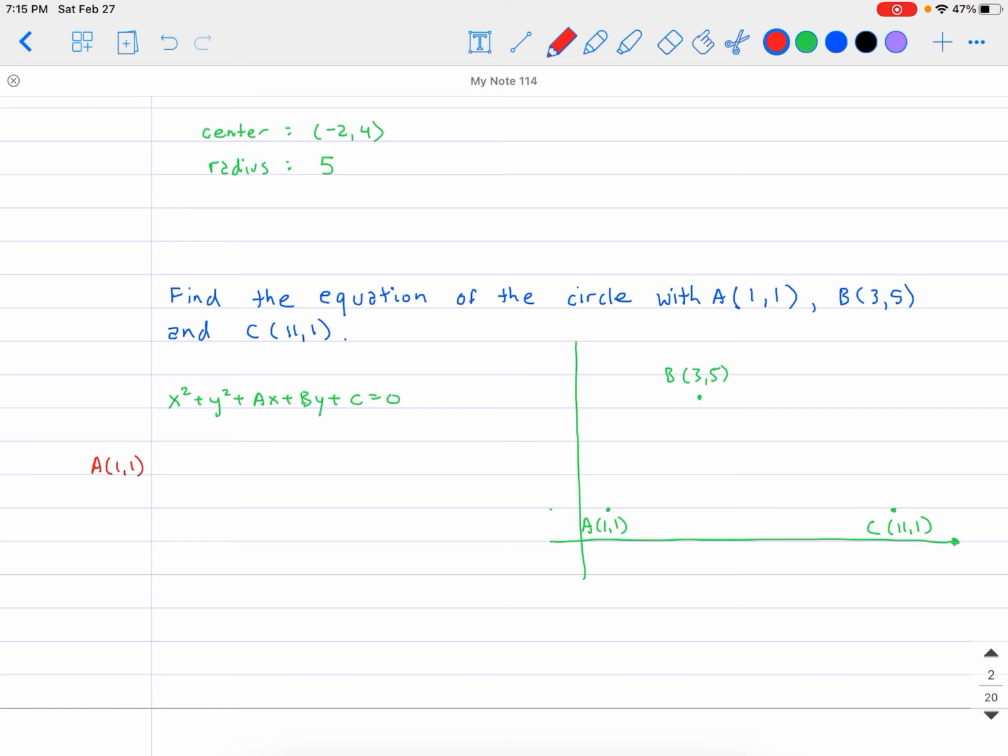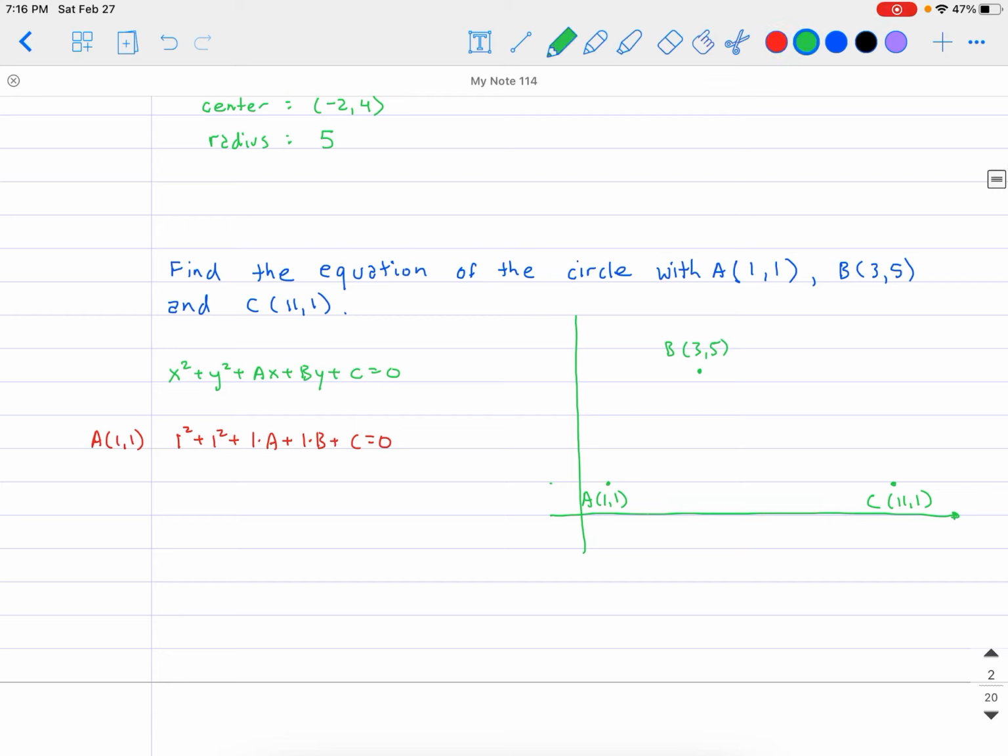If I take point A and plug in 1, 1, now keep in mind, x is 1, y is 1. So then that way we get 1 squared plus 1 squared plus 1a, plus 1b plus c is equal to 0. So if we clean that up a little bit, that is going to give us 2 plus a plus b plus c is equal to 0. Then we can go ahead and do the same for the other point, okay? Actually, let's take B, plug it in, and let's see what happens. So if I plug in B, we're going to get the following then.